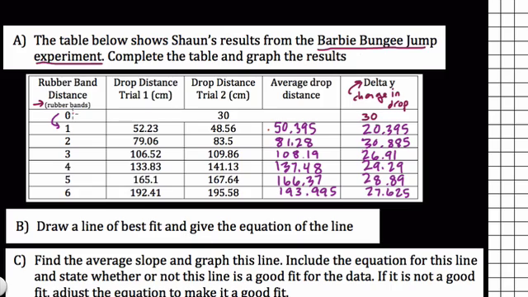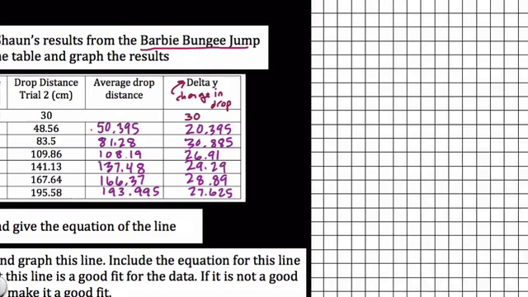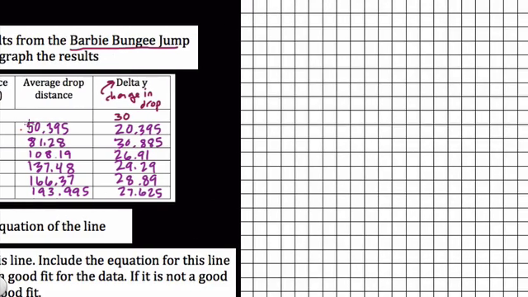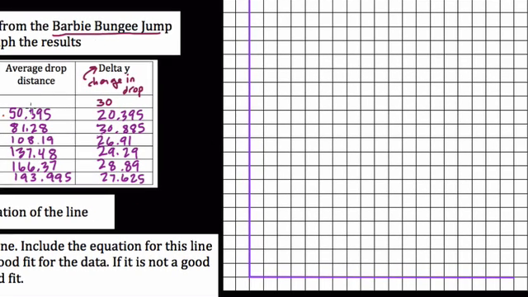Now our points, our x values, are the rubber band distances, and the y values will use our average drop distance. So if you look at our range, we go from 50 all the way up to 193. So let's set up our x-axis first. That'll be easier. That's our rubber band distance. And y will be the drop distance. Try to use as much as we can. So we have to go from 30, our height, all the way up to 193.